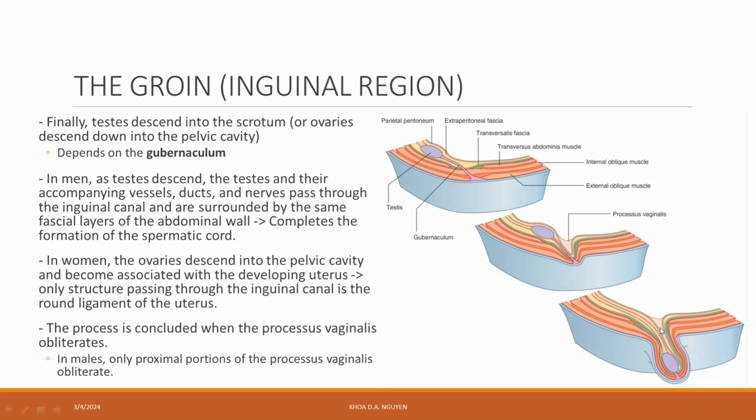But a part of the processus vaginalis is going to stay within this area right here that is very, very close to the testes. And because we know that, we are going to be able to identify the layers of the scrotum, which is going to become very important when we talk about the reproductive system of the male and female.